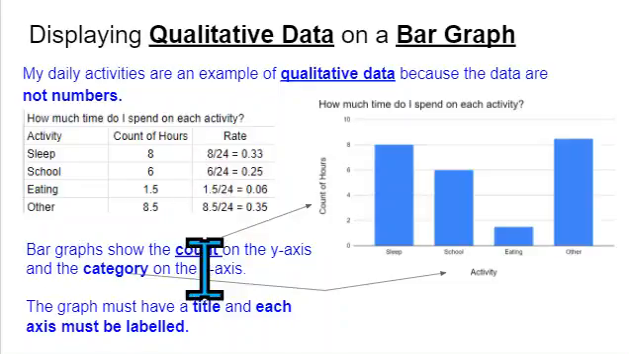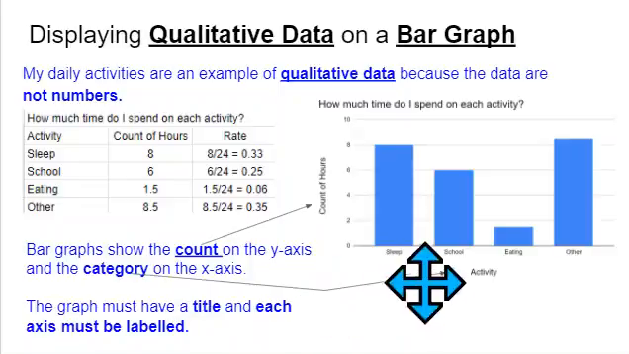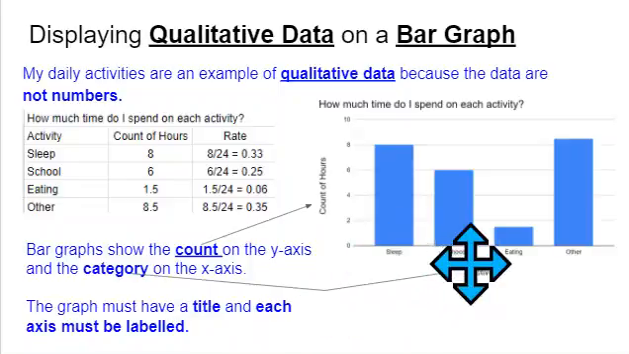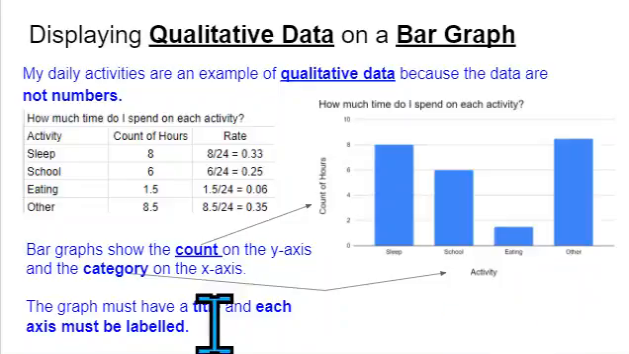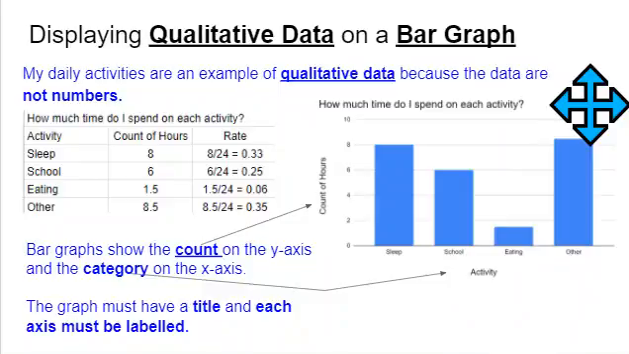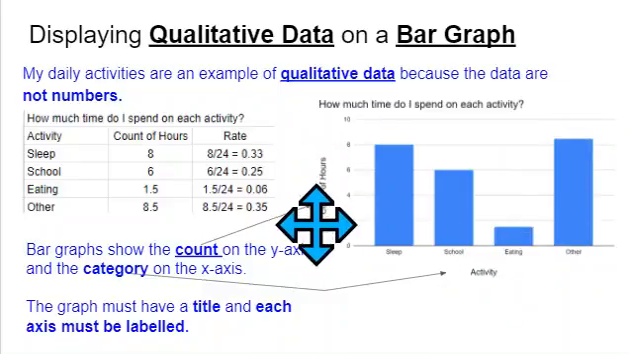Bar graphs show the count on the y-axis. So the hours were counted on the y-axis and the category on the x-axis. So sleep, school, eating, other, those categories are on the x-axis. The graph must have a title here, and each axis must be labeled: activity, count of hours.